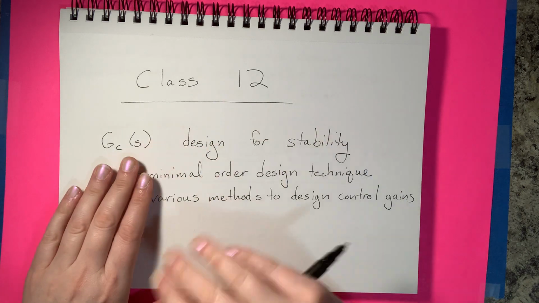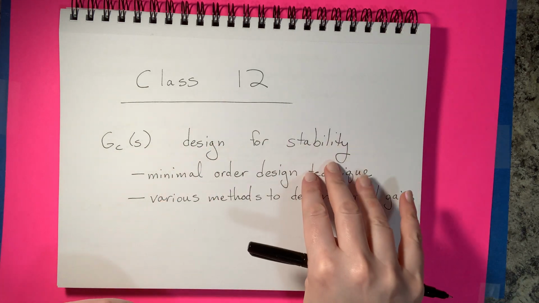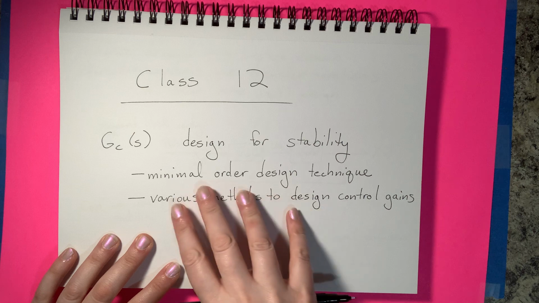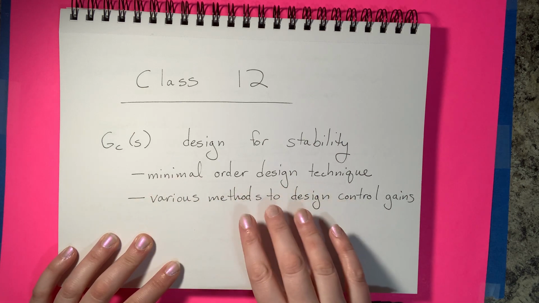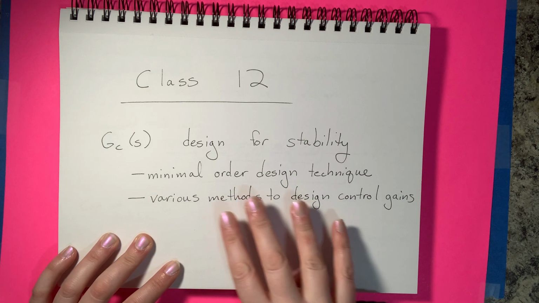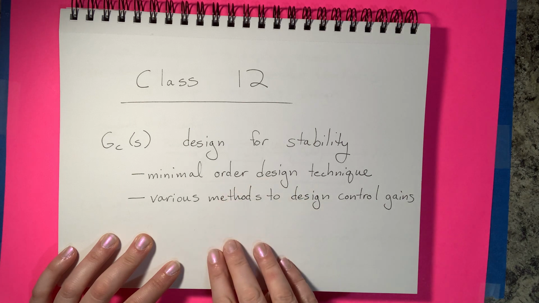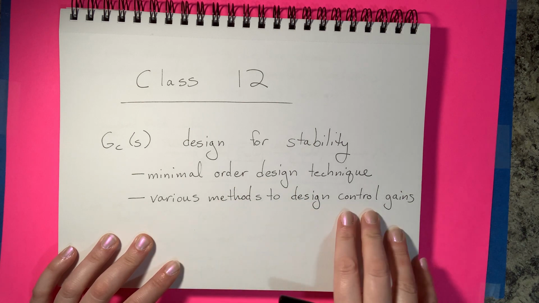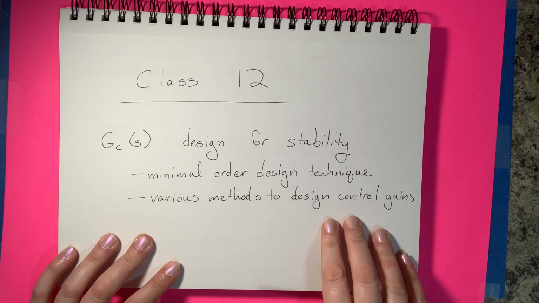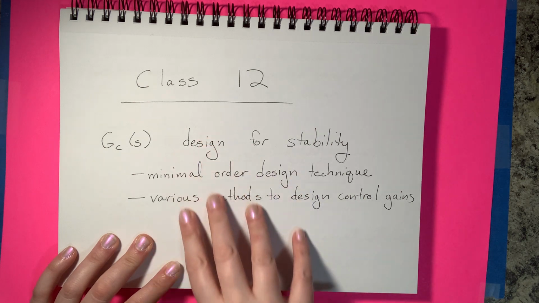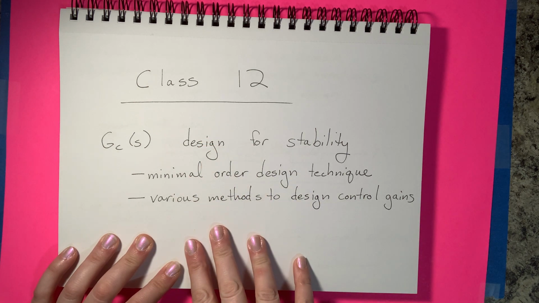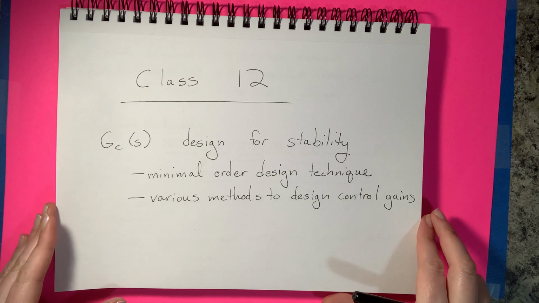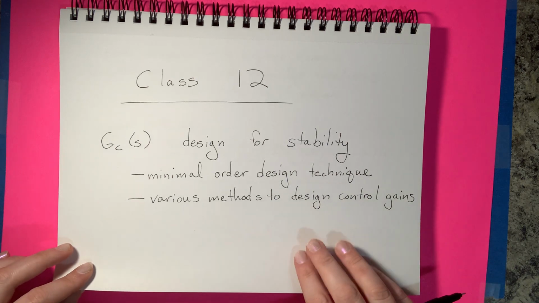We're going to first cover the case of stability. And of course, we're going to adhere to that minimal order design technique, so we'll go through that procedure. And then we have various methods to explore to design control gains. This is the bare minimum of what we're going to cover in this lecture. We'll see how far we get with examples and such.